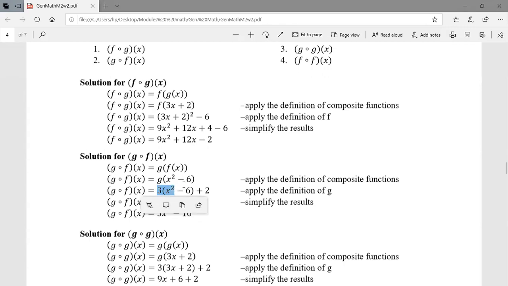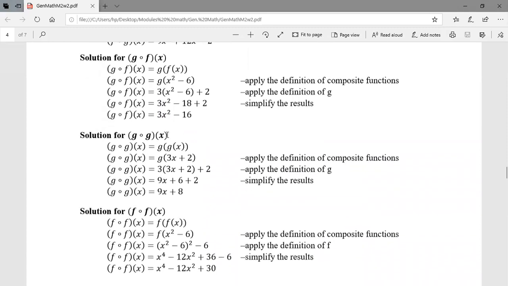3 times x squared is 3x squared. 3 times negative 6 is negative 18. So, plus 2. Copy 2. So, negative 18 plus 2 is negative 16. Okay, so the final answer is 3x squared minus 16.